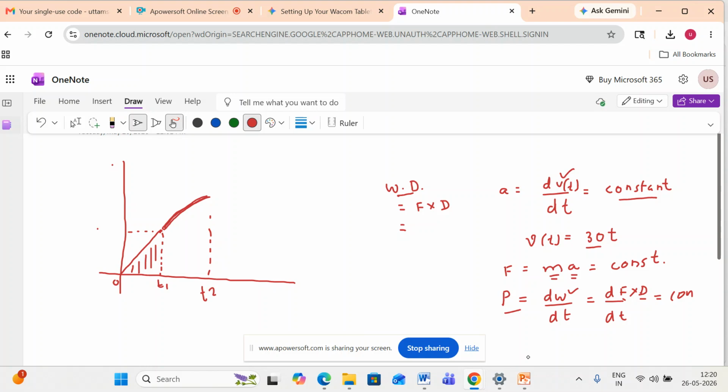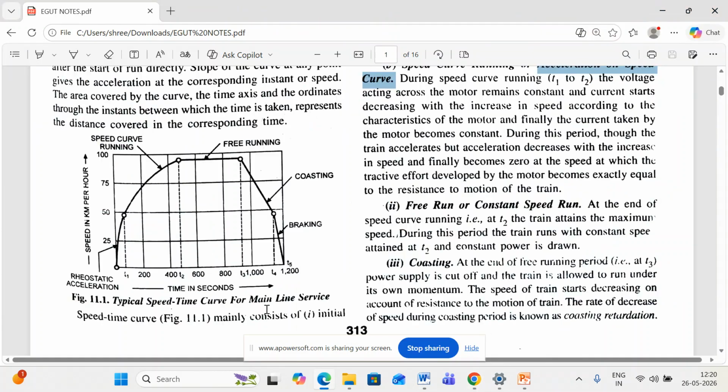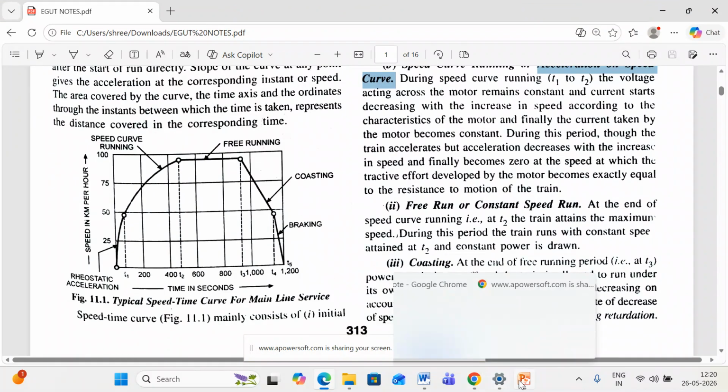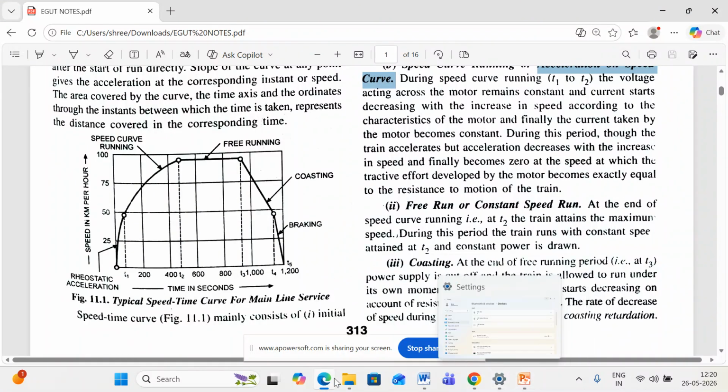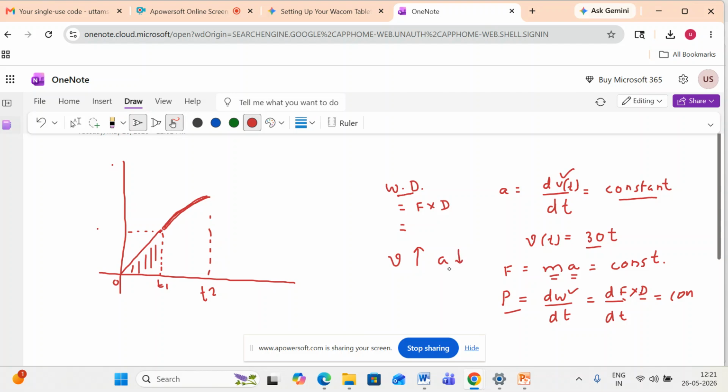this is called the acceleration on speed curve. During this phase, you have to remember that the velocity is obviously increasing, but the acceleration is slightly decreasing, and it becomes almost zero at time t2.